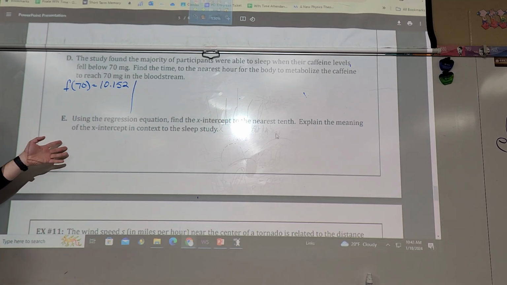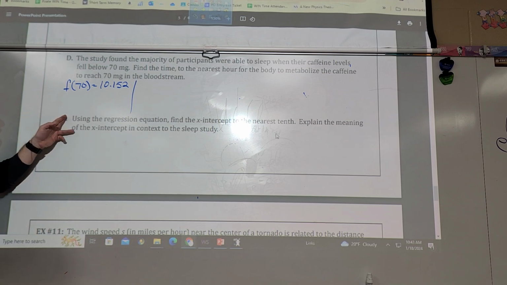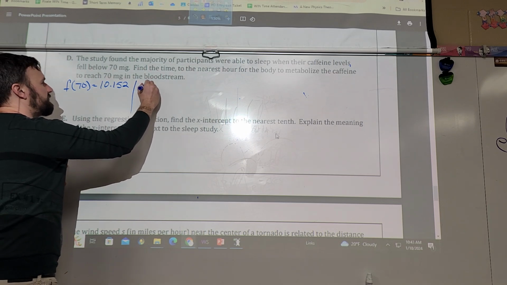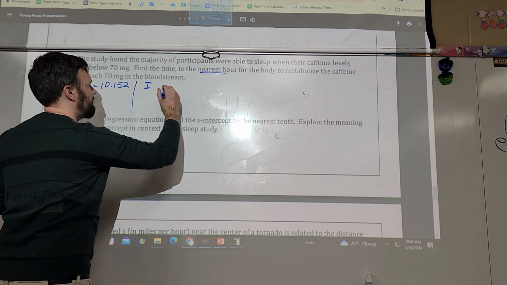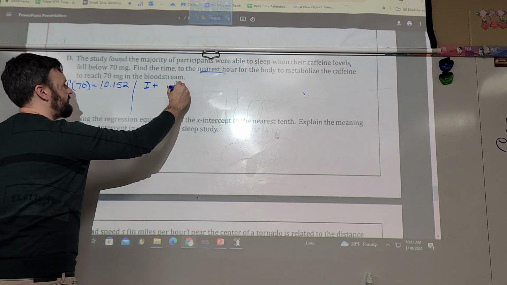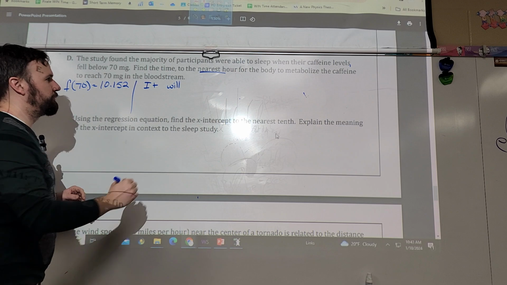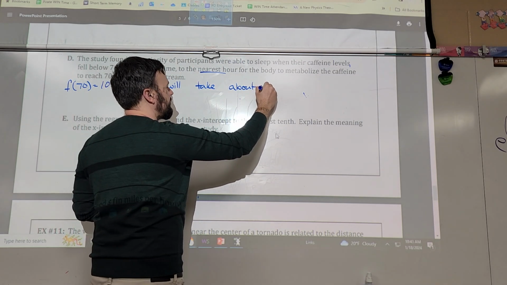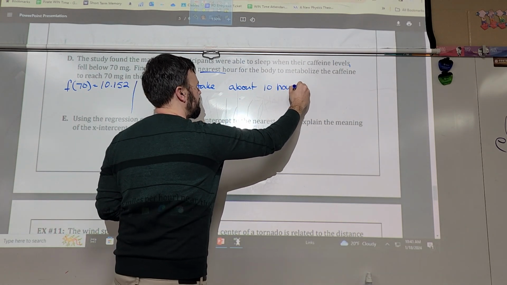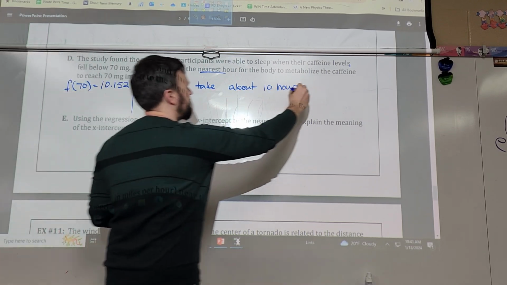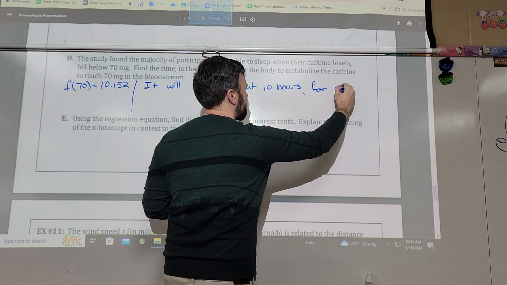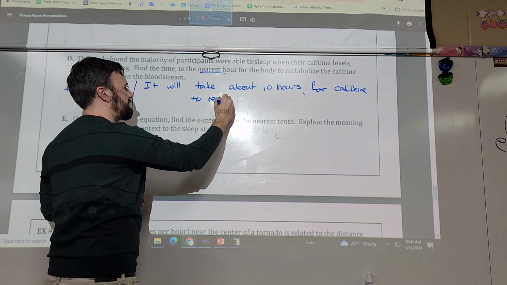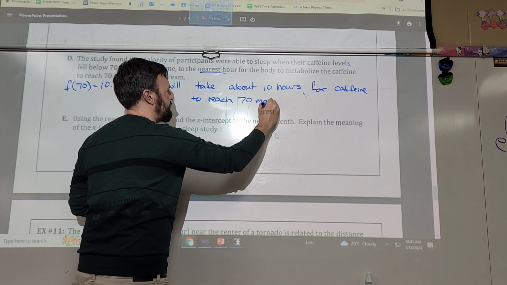So again, this question's here just to see, do you know where to plug in the numbers? Which part are you finding? So what's this tell us? What does it want us to round to on this one? To the nearest hour. If you really wanted to sound cool, I would say a little over 10, but I'm going to say about 10. It'll take about 10 hours for the caffeine to reach 70 milligrams.